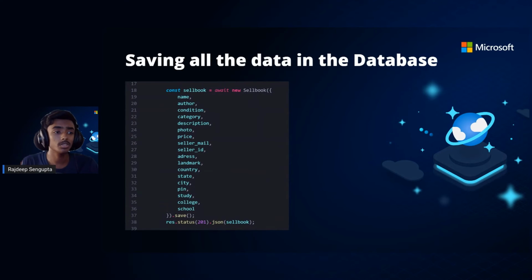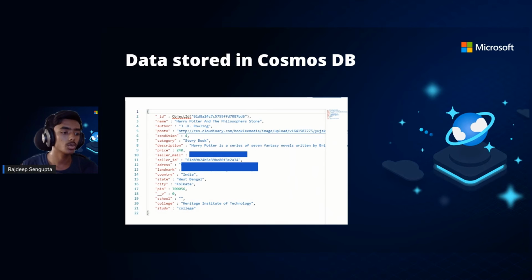In the next function, we are saving all the data in the database. We have all the data, and we save it using the new cellbook function, and using the .save function, we save it all in the database. At the end, I'm giving a status code of 201, which means something new is created, and returning the data that was actually created in the database back to the front end.